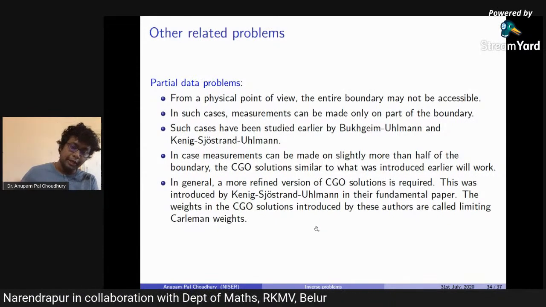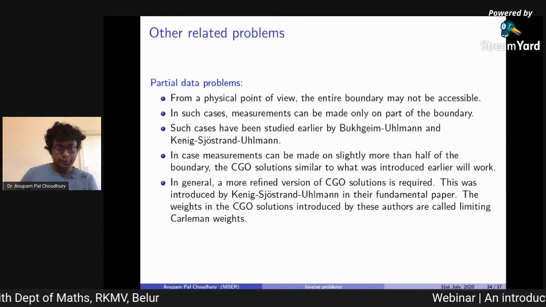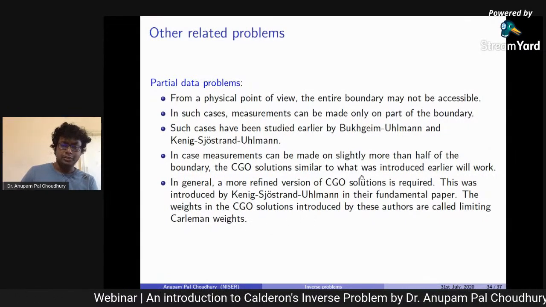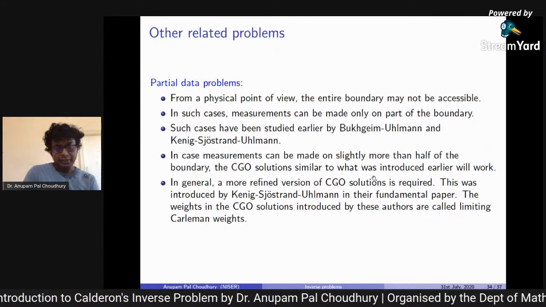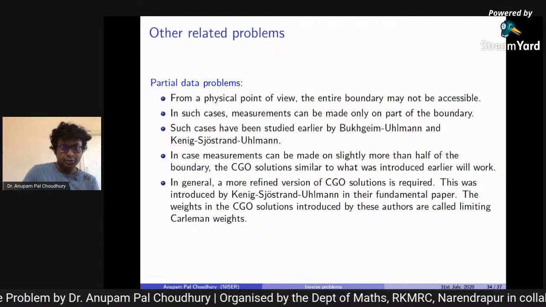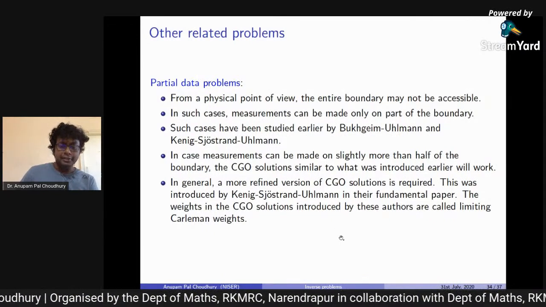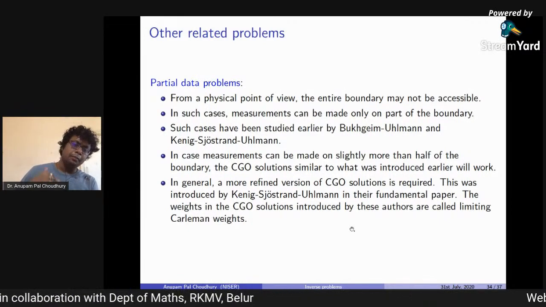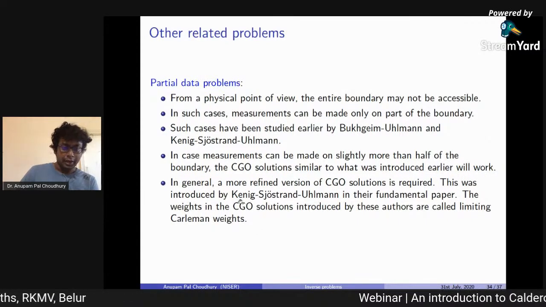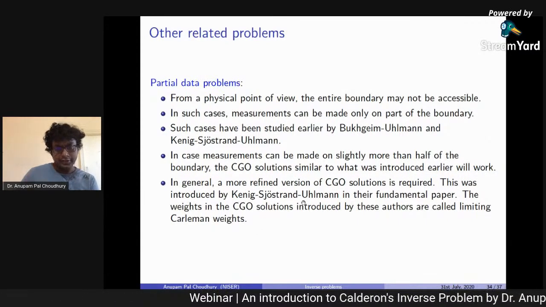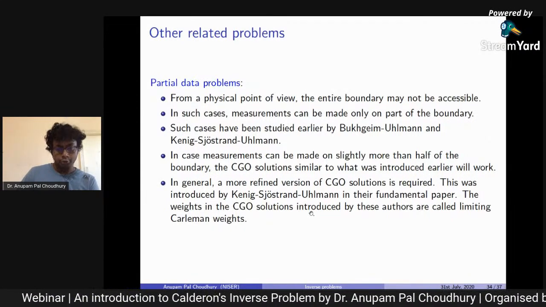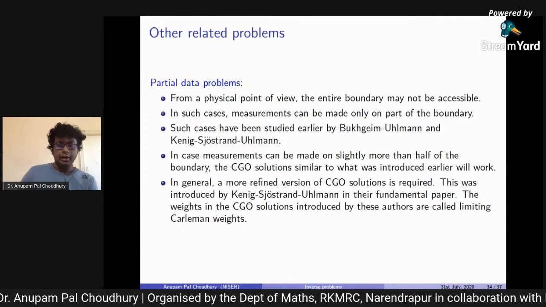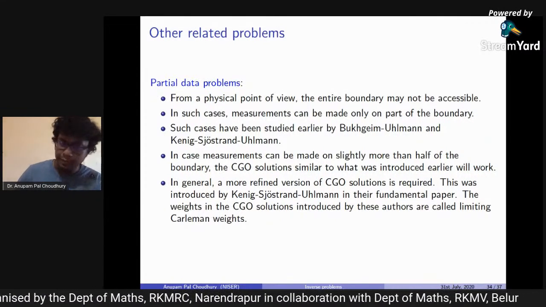Such cases were also studied by Bukhgeim and Uhlmann, Kenig, Sjöstrand and Uhlmann. If the measurements are available on slightly more than half of the boundary, the same technique that we discussed now with the CGO solutions will still work. But in general, if the portion of the boundary becomes smaller, then you need a much more refined version of the CGO solutions. Some results in that direction were proved by Kenig, Sjöstrand, and Uhlmann, and it uses some very important techniques from microlocal analysis, using limiting Carleman weights and everything.